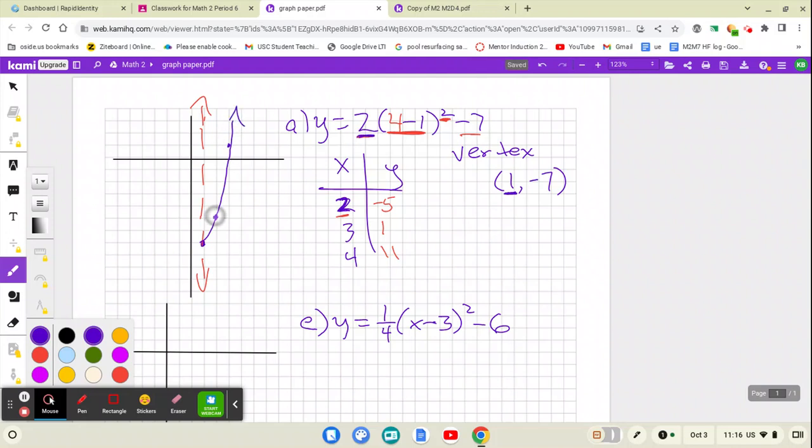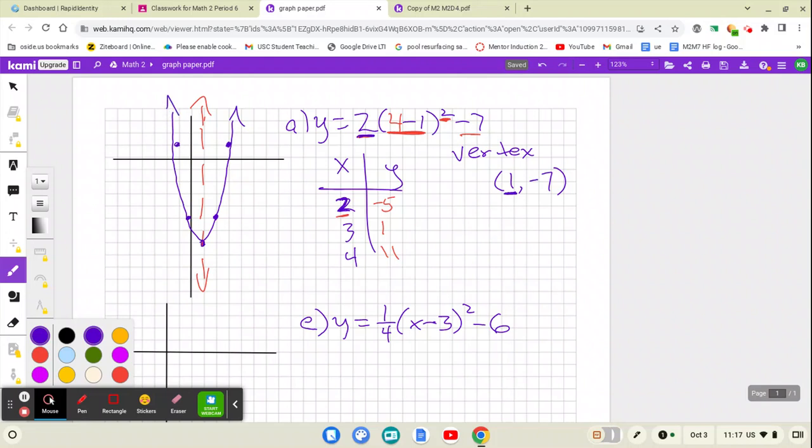Since this point here is 1 away to the right of the line of symmetry, there's another one 1 to the left. This point is 2 to the right, there's another one 2 to the left, and we can curve that. Oops, I kind of missed.